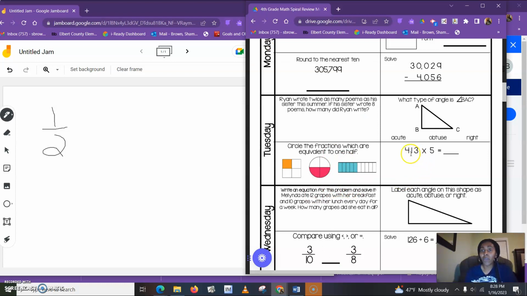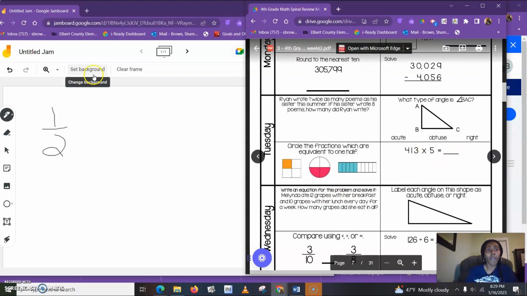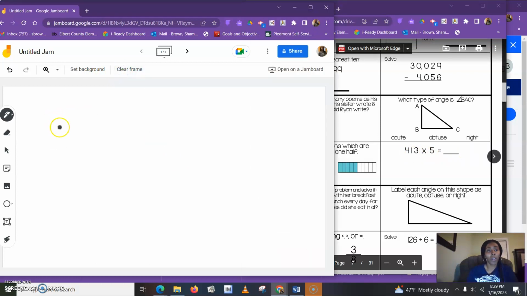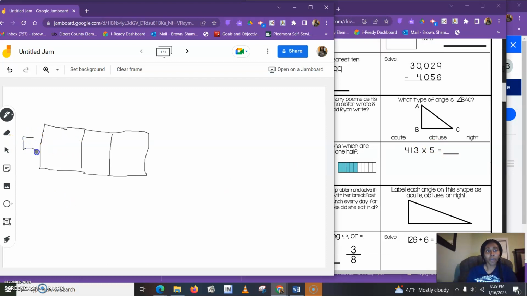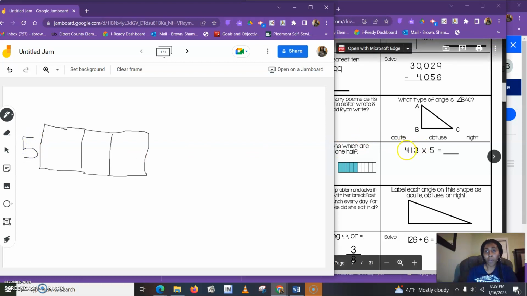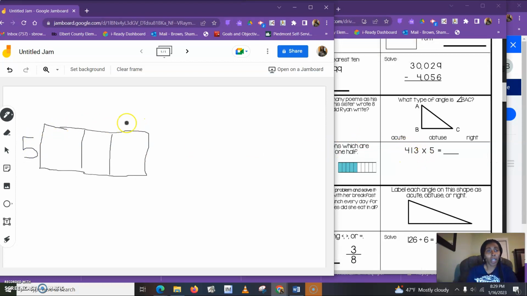And then the last one is 413 times 5. And I'll go ahead and show you how to set up your area model. So remember, you'll have 3 boxes going across, and you won't have any stacked down because you're only multiplying by 1 digit. So that means I'll have my 5 here, and I'll break 413 apart across the top.